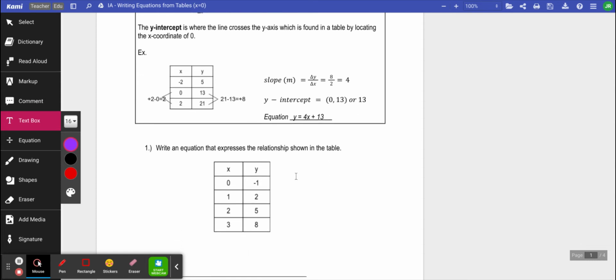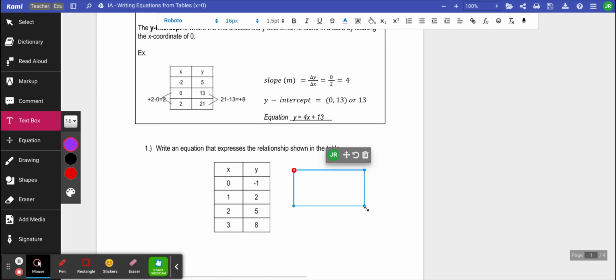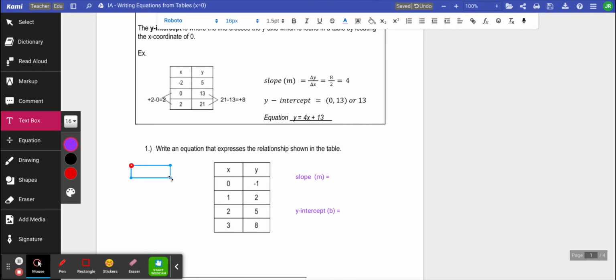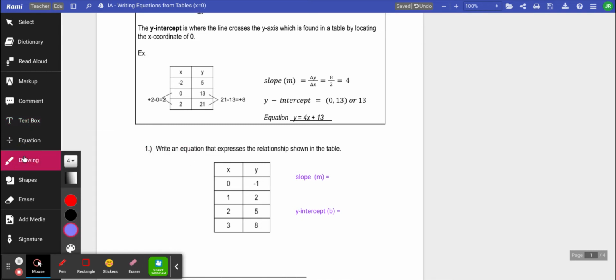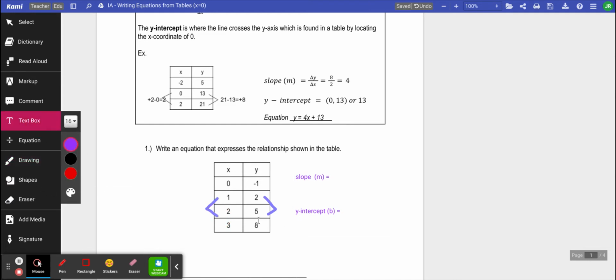All right, so I'm going to come over here, and I actually have to create two text boxes. I've got to create one where I'm going to write the slope and the y-intercept. Okay, so now I'm going to grab my drawing tool, and I'm going to do my side caret so that I can find my slope. So this is the exact same thing that we were just doing. I'm going to move this a little bit because I got to squeeze in here.